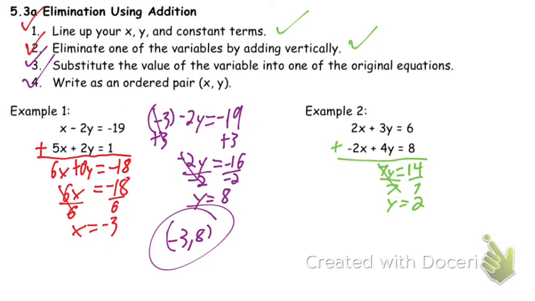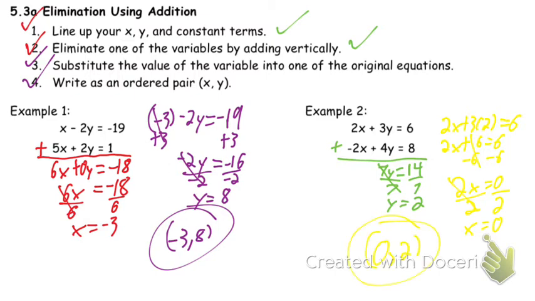If you did it right, you should get the same answer we do. So we'll use the top equation. 2x plus 3 times 2, because it's the y now, equals 6. What's 3 times 2? 6. So 2x plus 6 equals 6. Now what do we do to solve this? Very good. Subtract 6. 2x equals 0. Now what? Divide by 2. How do we write our answer? 0, 2. x, comma, y.